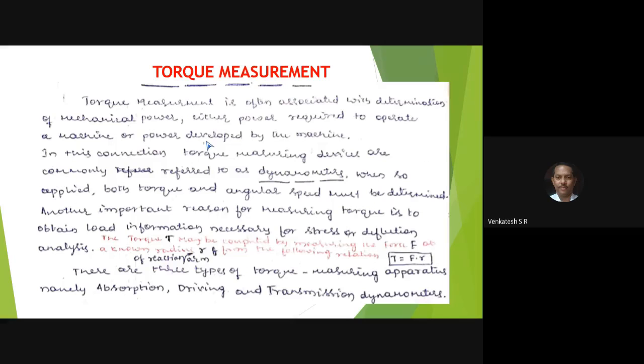Next, come to the point, torque measurement. All of you know vehicles. The vehicle means the engine, which may be two-stroke or four-stroke, or a petrol engine or diesel engine. The mechanical power developed by the engine or by the system is called torque. You might have seen in an advertisement, in the paper or on TV, 150 newton meter torque developed at 4,500 rpm of the engine.